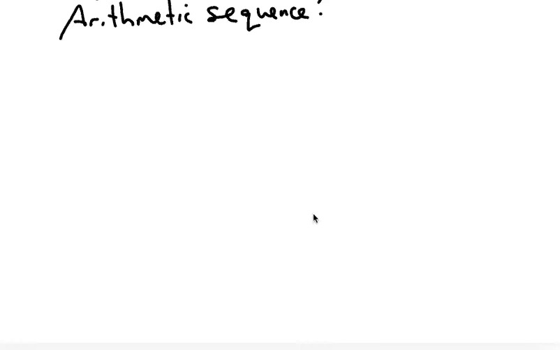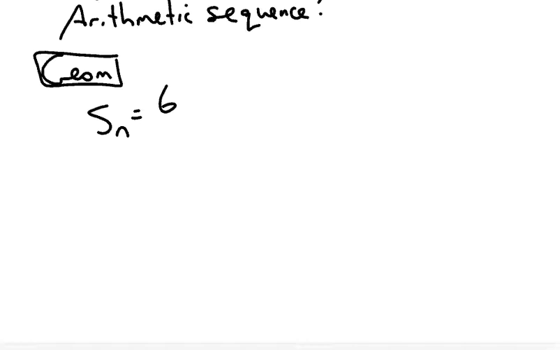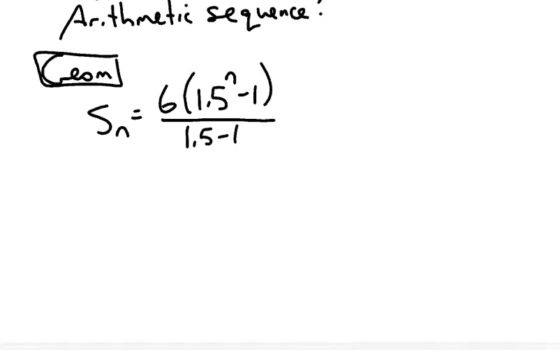Okay, so think about what we know. We know the geometric sequence is given to us. S sub n, the sum of n terms, would be 6, where 6 is the first term, times 1.5 to the n minus 1 over 1.5 minus 1. We're going to make this y1 in the calculator.